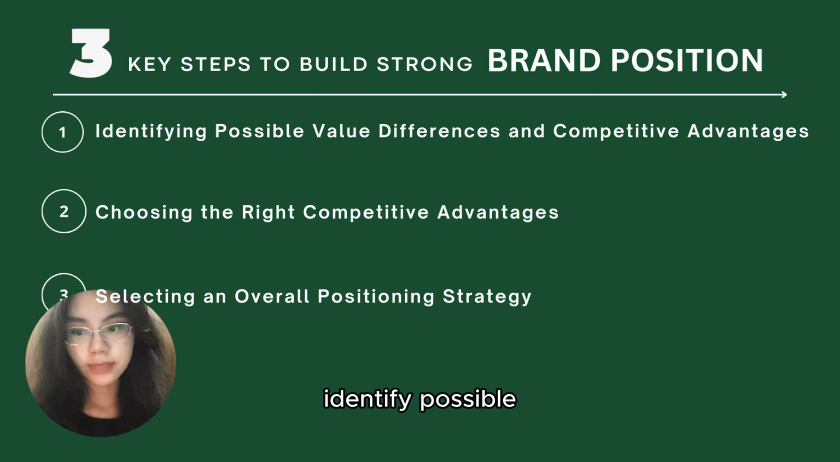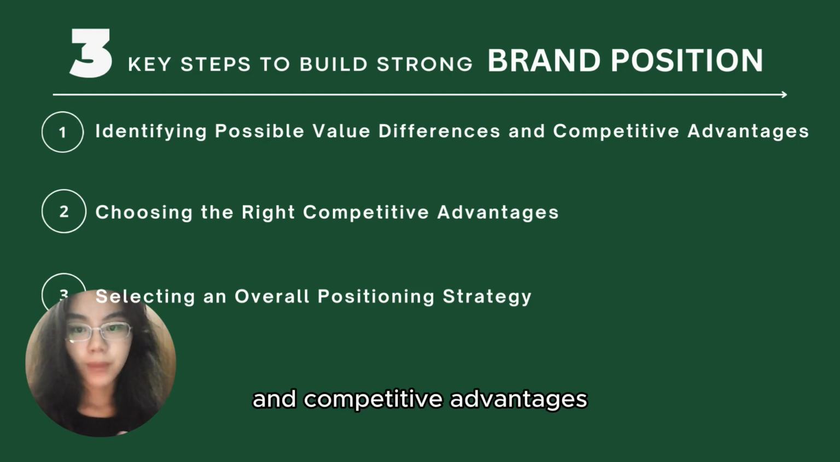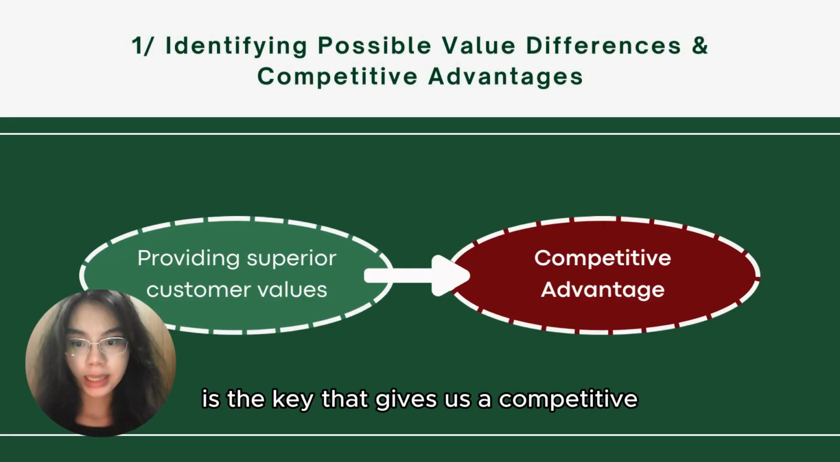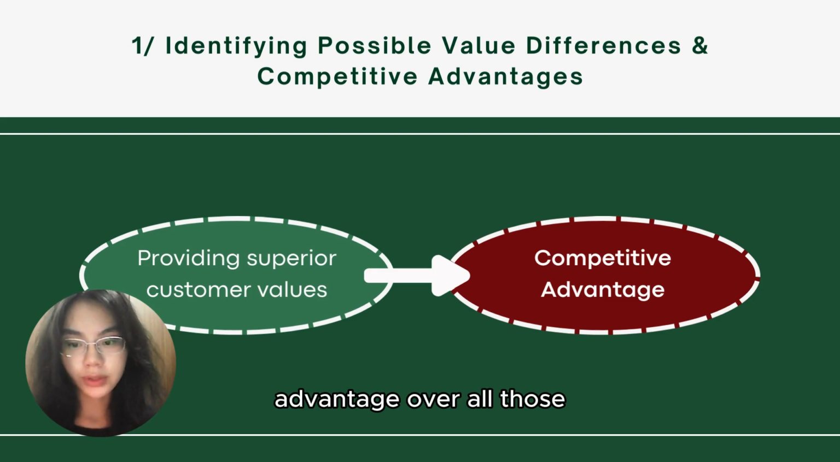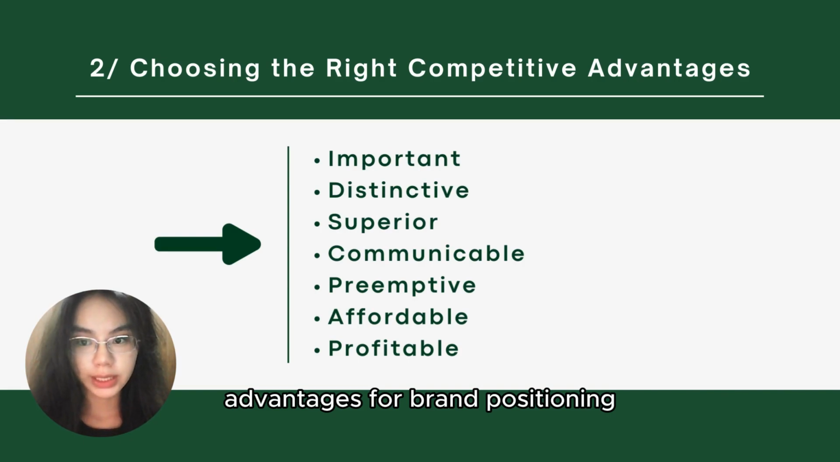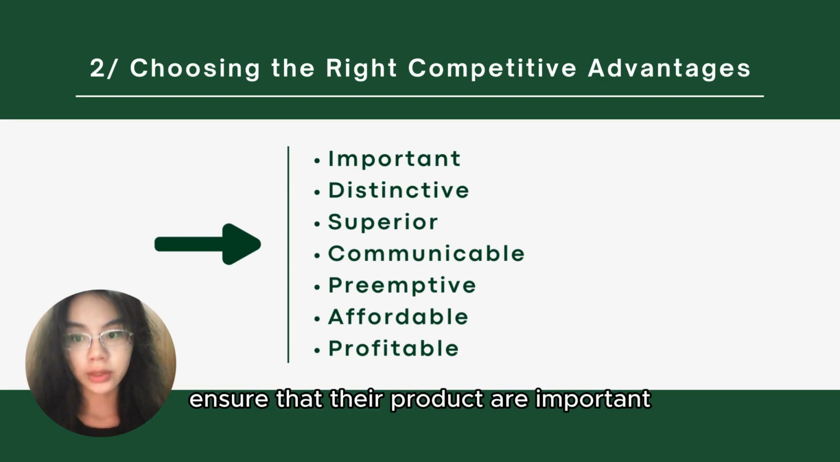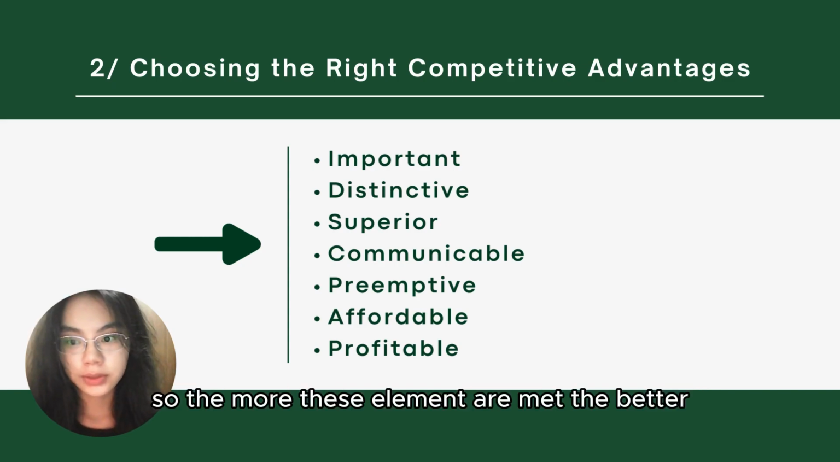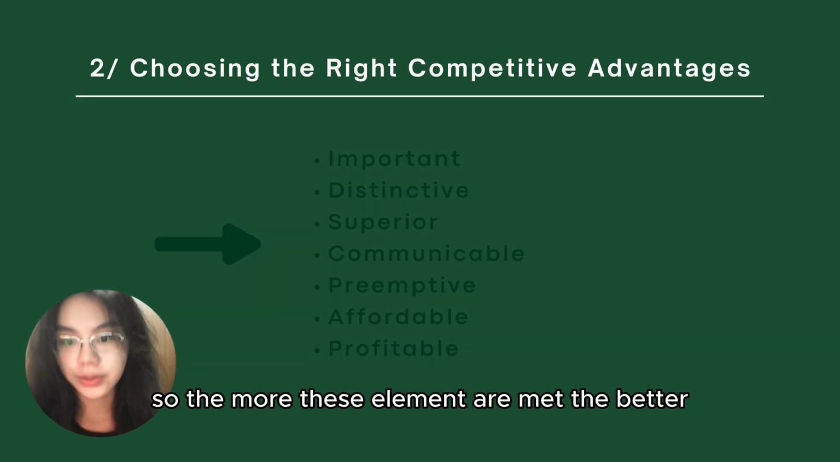First thing to do is identify possible value differences and competitive advantages. Then we have to choose the right competitive advantages, and last but not least, select an overall positioning strategy. In the first stage, providing superior customer value is the key that gives us a competitive advantage over others. And then when choosing the right competitive advantages for brand positioning, a company should ensure that their products are important, distinctive, superior, communicable, preemptive, affordable, and perhaps most importantly, profitable. So the more these elements are met, the better.